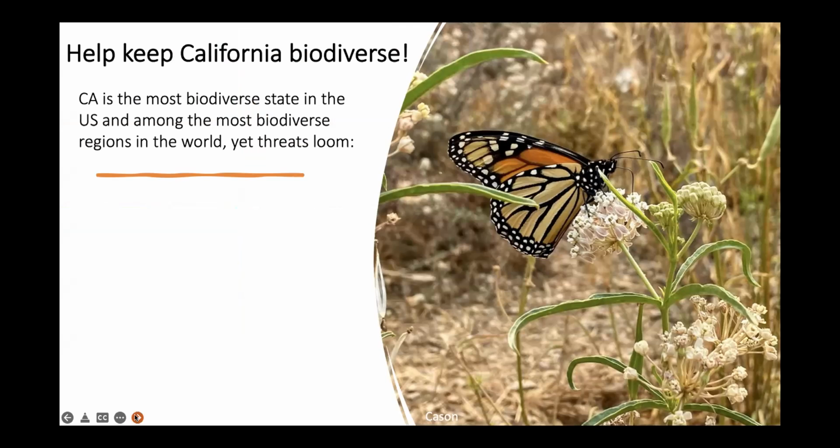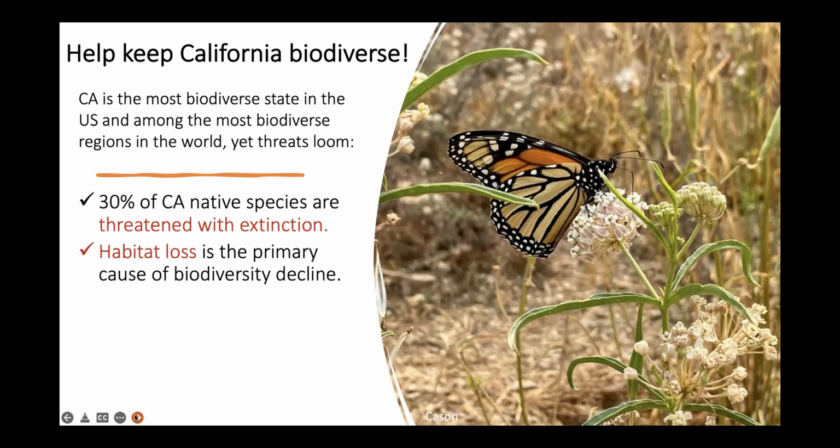We are the most biodiverse state in the United States. There are a number of reasons for that, having to do with the size of our state and the incredibly varied topography and all the different ecosystems in our state. And even though we're among the most biodiverse regions of the world, there are definitely threats. 30% of our native species right now are threatened with extinction. Pretty scary. Habitat loss is the primary cause of biodiversity decline. So every time there's a new parking lot or building or house or anything that goes up, of course, that takes away space for habitat for all of the living creatures.